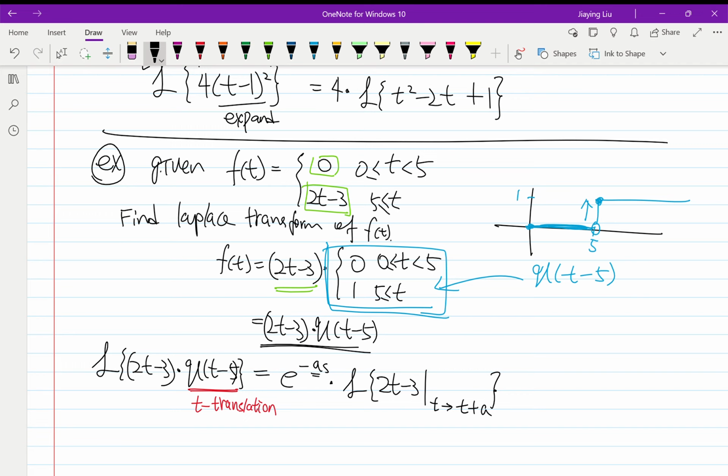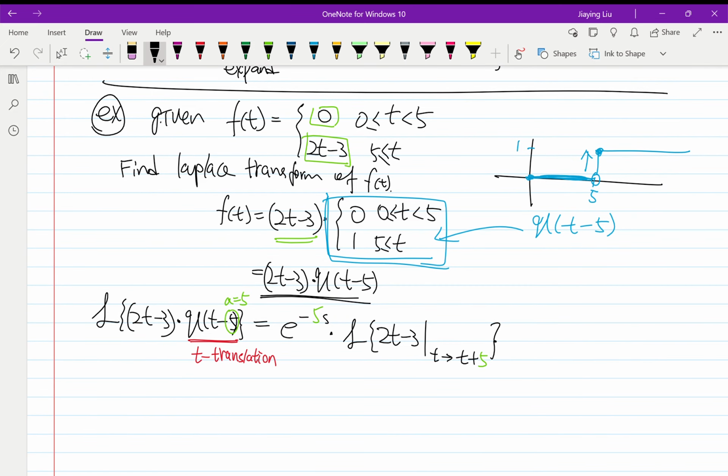So what is a? A is coming from this part. This is the t minus 5. So this is like u(t minus a). A is 5 from there. So a equals 5 from there. So we're just going to put a equals 5. So that's a 5. This is 5. And this will eventually become what?